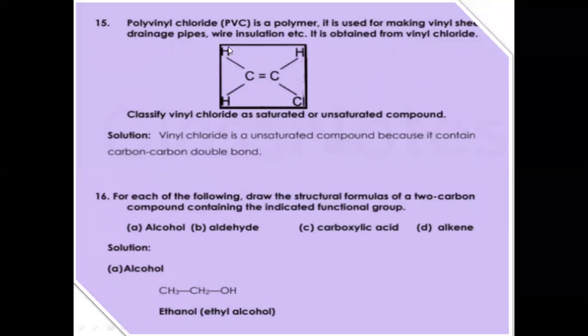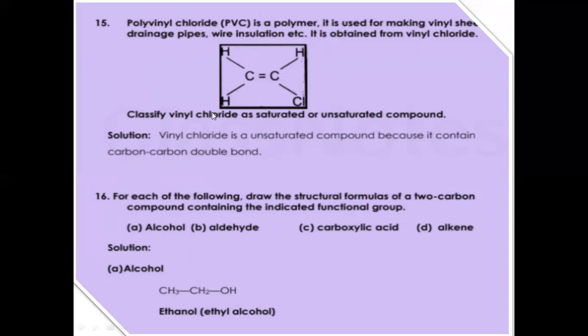Polyvinyl chloride (PVC) is a polymer and it is used for making vinyl sheets, drainage pipes, and wire insulation to make the electrical wires insulated. So the coating on that wire is of polyvinyl chloride. It is obtained from vinyl chloride. This is the formula of vinyl chloride, which means it is an alkene, an ethene which has a carbon double bond carbon atom.